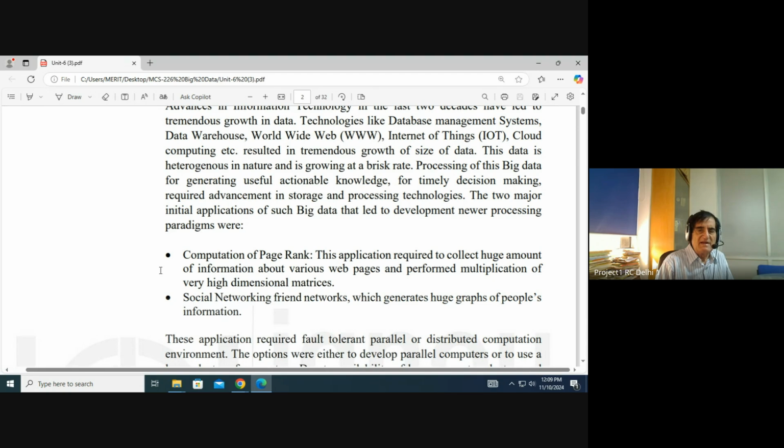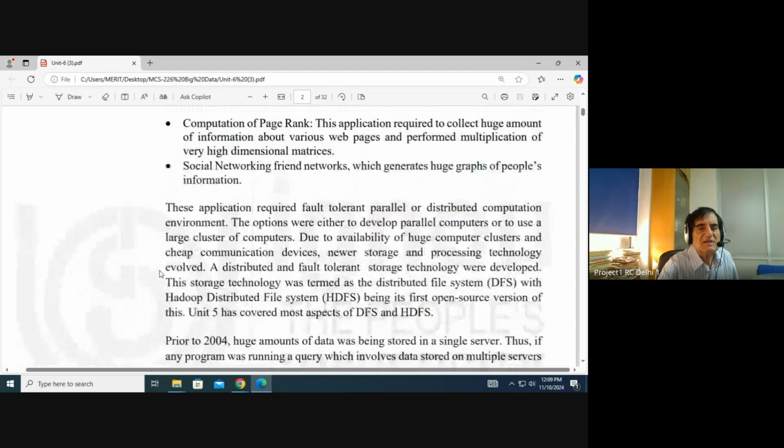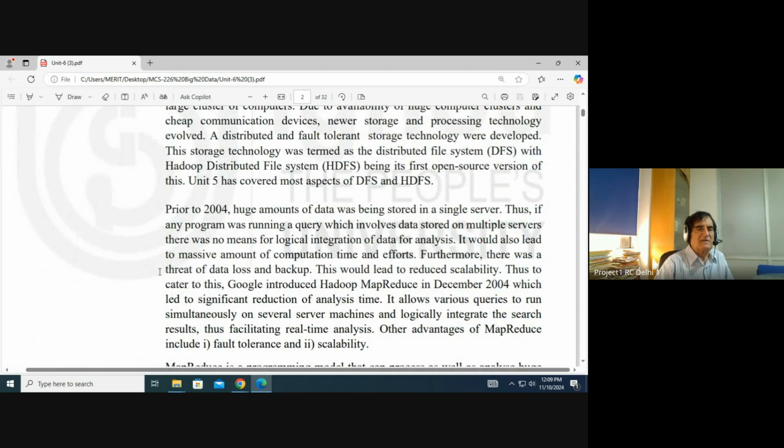The 2 major initial applications of such big data that led to the development of the new processing paradigm were computation of page rank and social network friend networks. These applications required fault-tolerant parallel or distributed computation. So a distributed and fault-tolerant storage technology was developed. The storage technology was termed the distributed file system, or DFS, and the Hadoop distributed file system, HDFS.